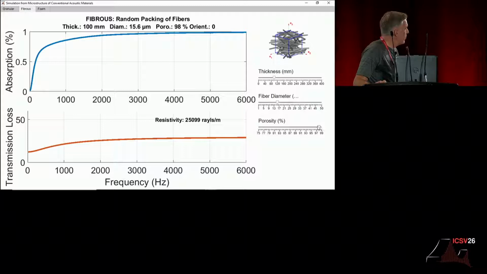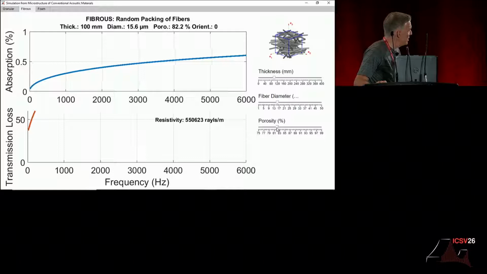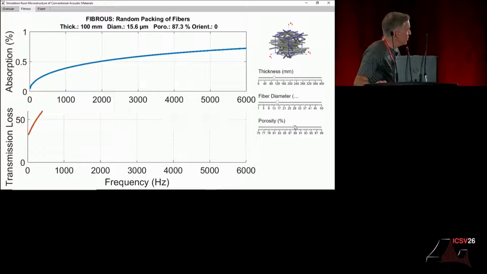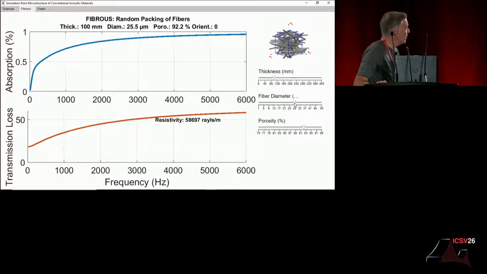And if I play with the porosity here, you will see that there is an effect. If I reduce the porosity, it changes the flow resistivity. If I reduce it, the flow resistivity increases. If I use a larger porosity, the flow resistivity reduces. And again, we will see that there also exists an optimal value for a given set of parameters.